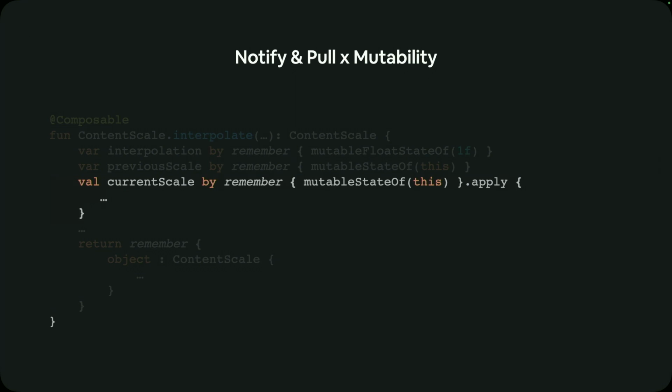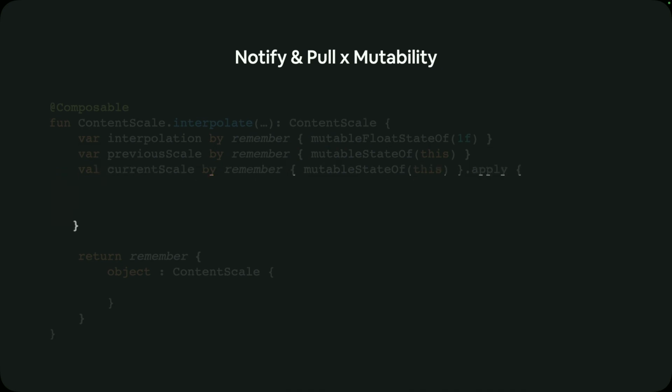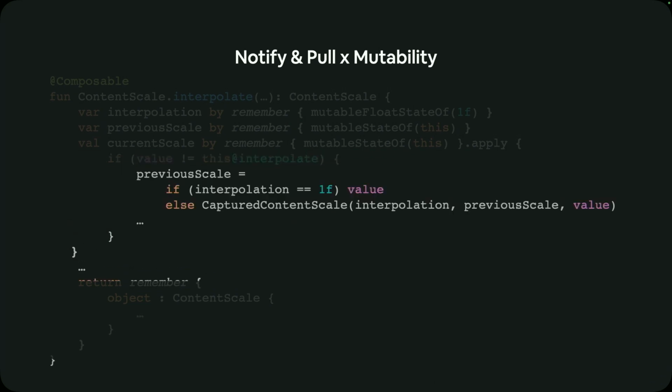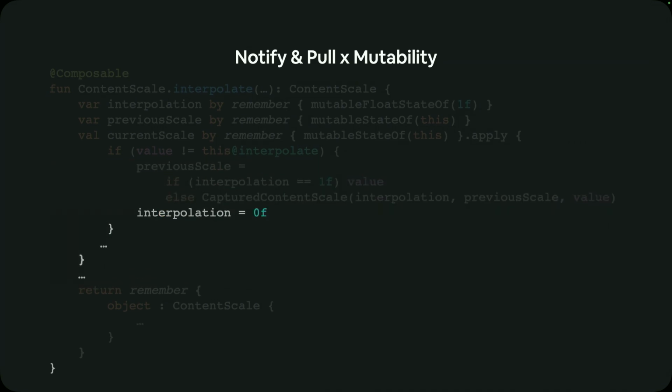The only difference is that every time this function is recomposed, I want to look at the value. If the value is different from the last time it was called, I want to set the previous scale to my current value. If not, if the interpolation had not completed, I want to capture what I already have. And then after that, I want to set my interpolation to 0.